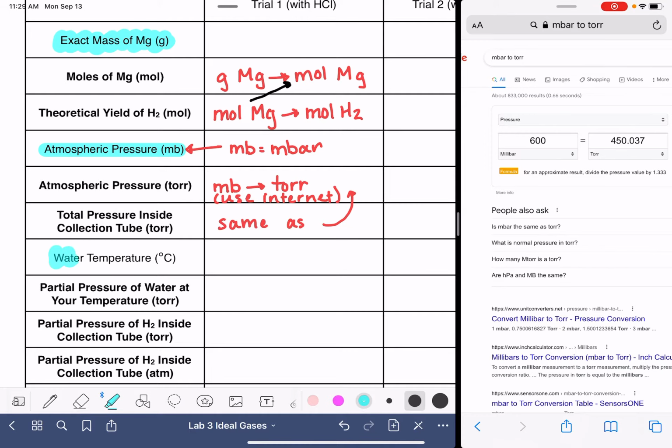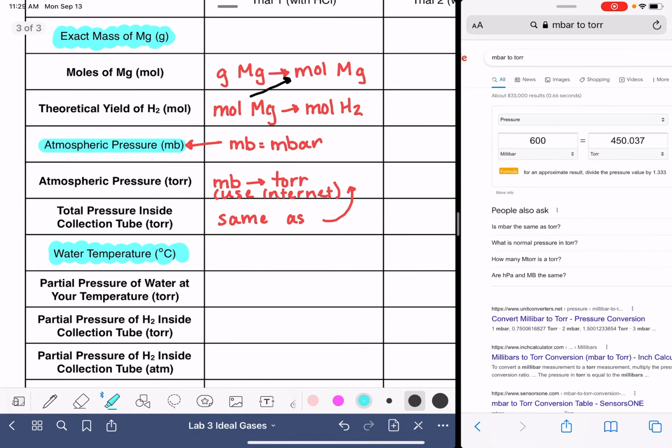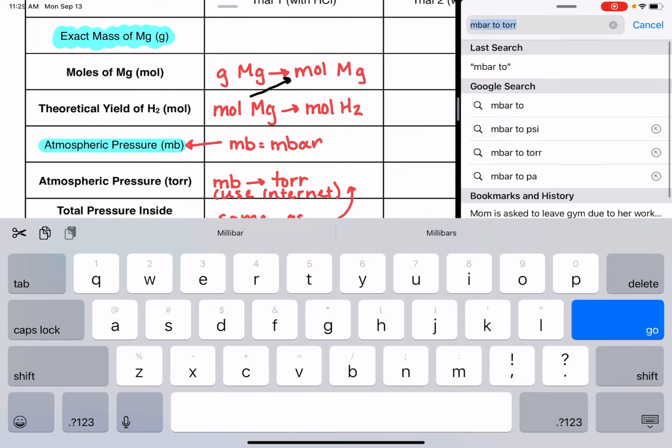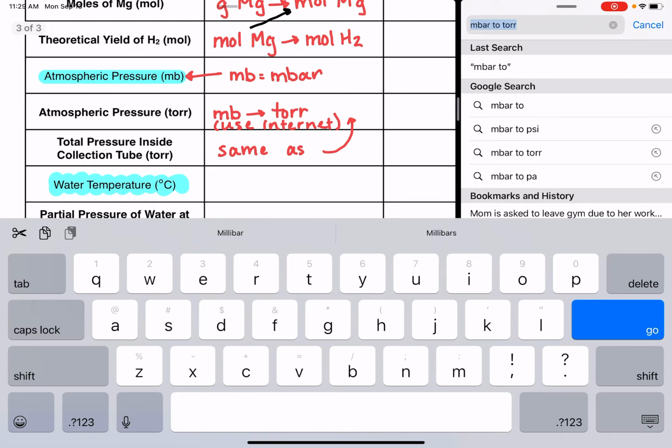The water temperature is a number that you recorded in the experiment, so you've got that written down in degrees Celsius. And then it wants you to report the partial pressure of water at your temperature. The partial pressure of water is the pressure of the water vapor, and it's a temperature dependent number. That's also going to be something that you need to look up. You cannot calculate this, you need to look it up. You can look it up on the internet. That is also probably in your textbook.